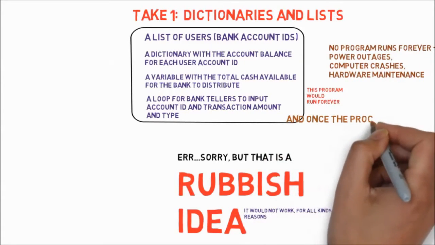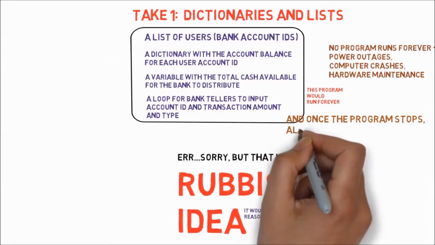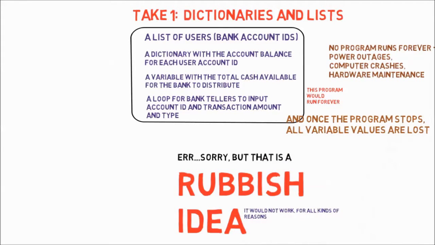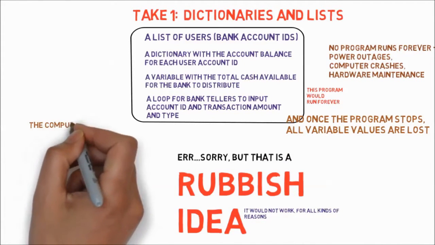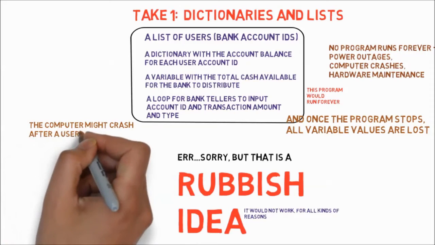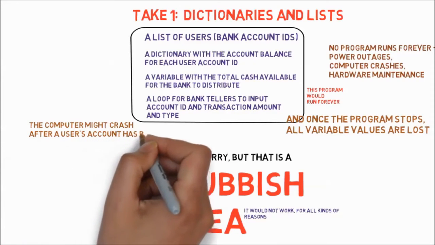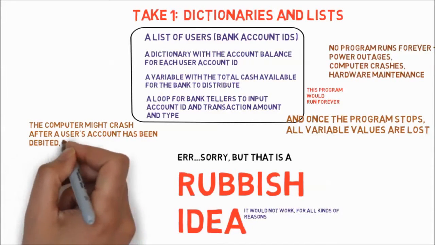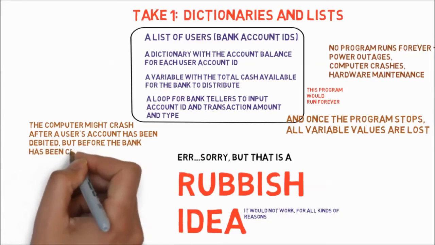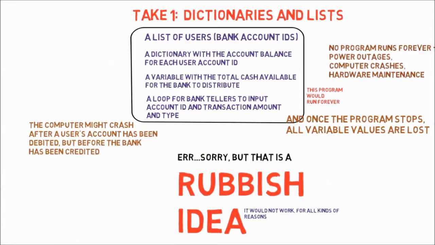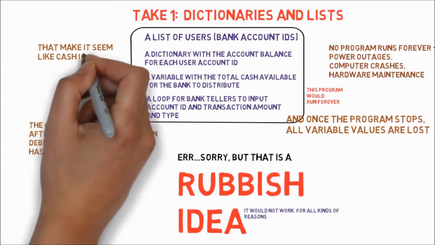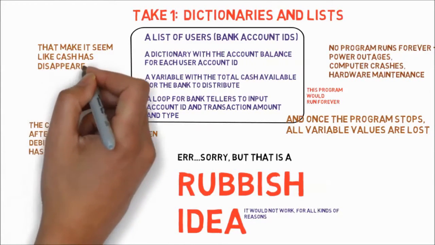But if you store your data in dictionaries and lists, once the program stops, all variables are basically lost. Their values are lost. Now, even if there was some way for the variable values to be stored and accessed when a computer crashes, what if the computer crashed after a user's account has been debited, but the variable for the bank's cash value has not been credited? So it makes it seem suddenly like cash has appeared or disappeared from nowhere. That's just a rubbish way to run a bank ATM.